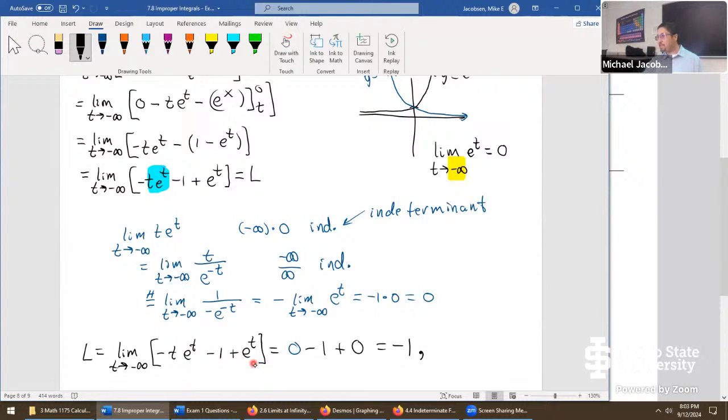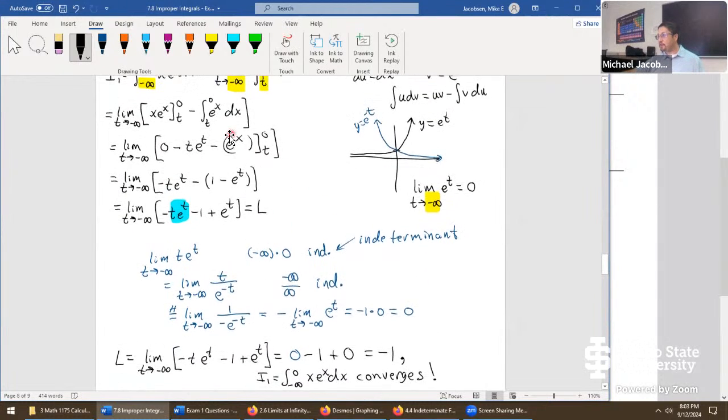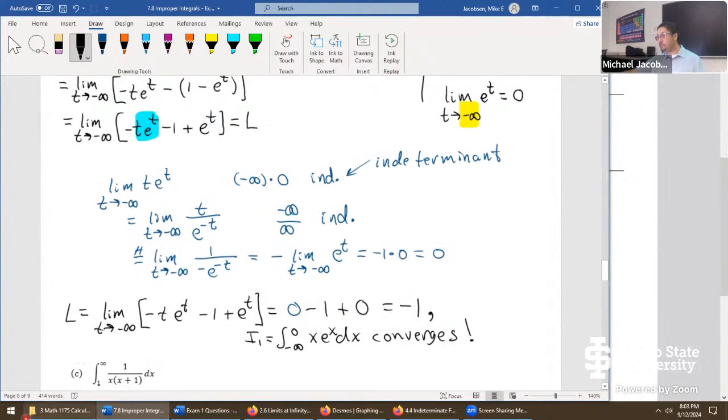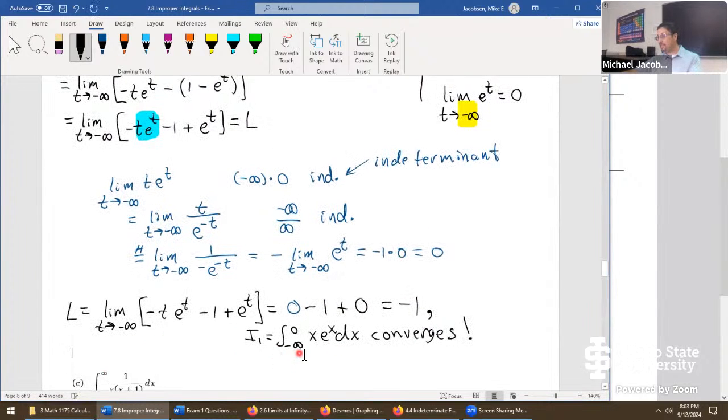And what does that say? It means the integral from negative infinity to 0 of x e to the x dx, that's the first integral we looked at. We called it I1, converges. But it doesn't answer the question about the total integral up here. We still don't know if that converges or diverges. We'll have to come back after the exam on Wednesday, and we'll look at I2. My claim is it diverges, but we have to show it through the calculus to really explain it.